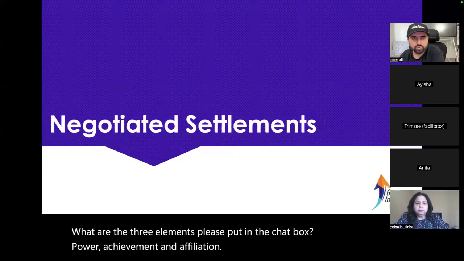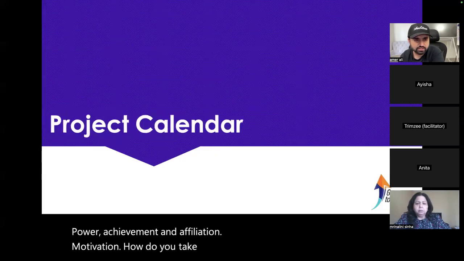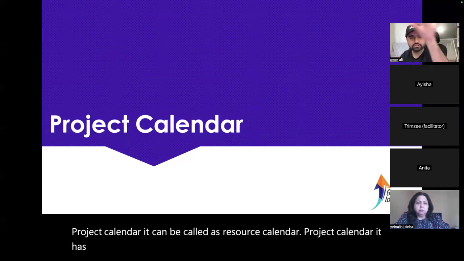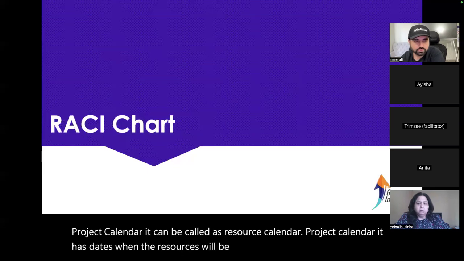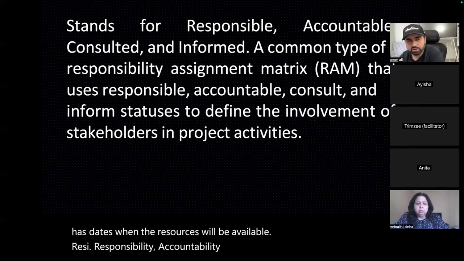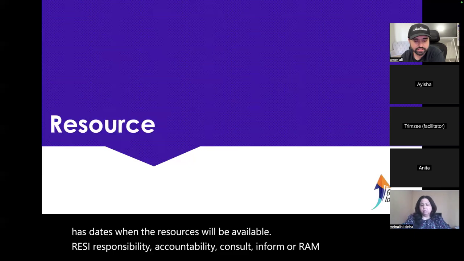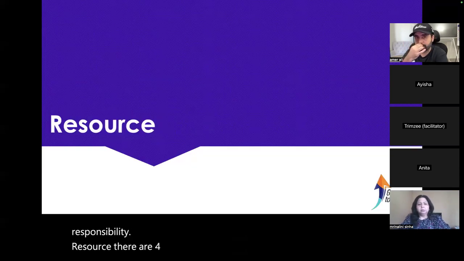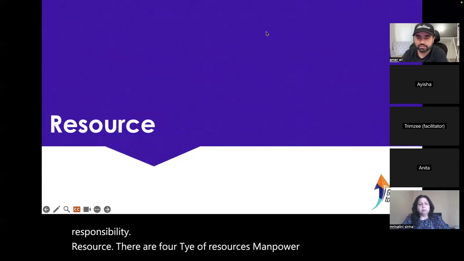Motivation. How do you make a decision? Negotiation. Project calendar. It can be called resource calendar or project calendar. It has dates when the resources will be available. RACI: responsibility, accountability, consult, inform, or RAM, just the responsibility. Resources: there are 4 types of resources: manpower, machinery, money, material. Okay.